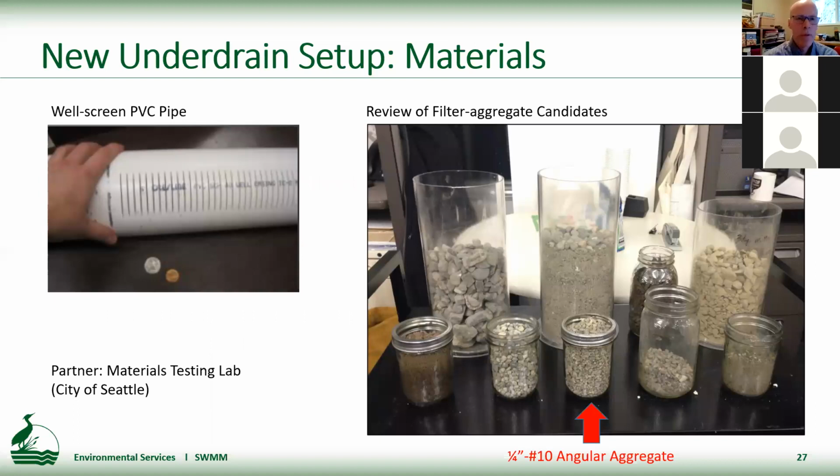So just to give you a visual of what this stuff looks like, on the left, you can see that standard well casing slotted PVC pipe. It was fairly easy to come up with a specification for that. More difficult was the specification for the filter aggregate. You can see we looked at a variety of materials with our materials testing lab, geotechnical folks. And this took a lot longer to decide on, but the winner was the one in the container in the middle. Again, it's that 1/4-10 washed angular aggregate.